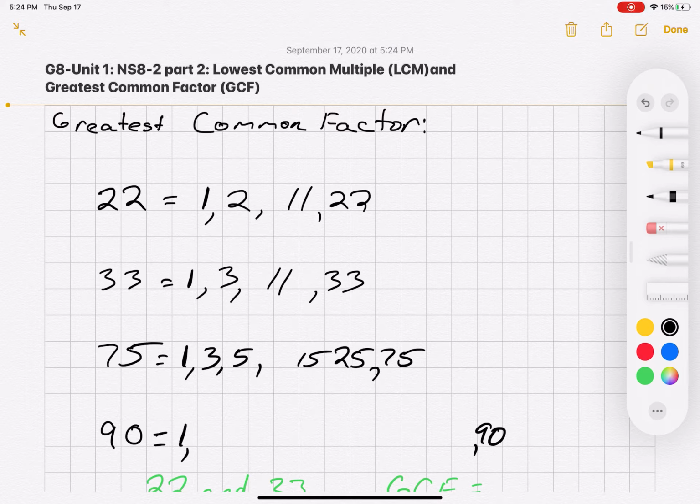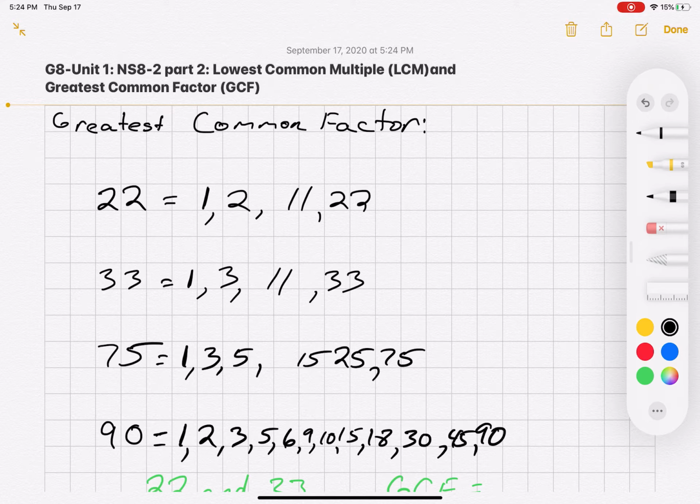1 and 90. So 90 divided by 2 is 45. 90 divided by 3 is 30. Still working systematically, right? 4 doesn't divide in, 5 does, and that gives me 18. 6 does, and that gives me 15. 7 doesn't, 8 doesn't, and 9 times 10, and I know I'm done.